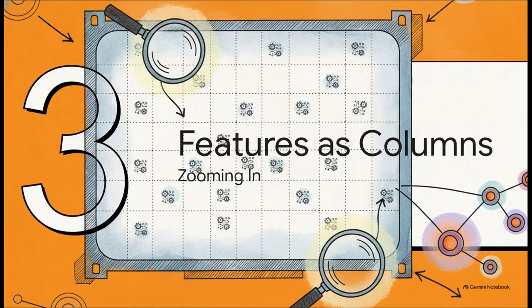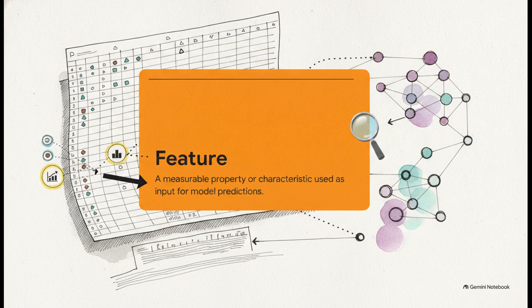Okay, Section 3, Features as Database Columns. Let's zoom in a little bit. Now that we've got our container, we need to examine the individual variables inside it. In ML jargon, a feature is simply an input variable that the model considers when it's making a decision. It's an individual measurable property.